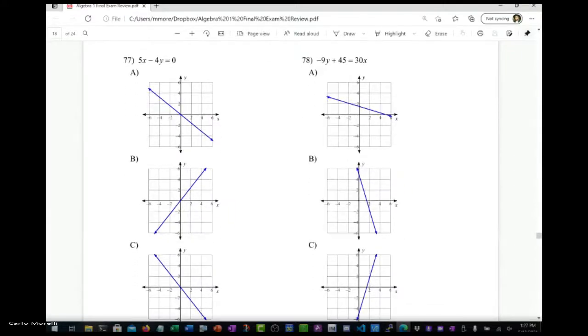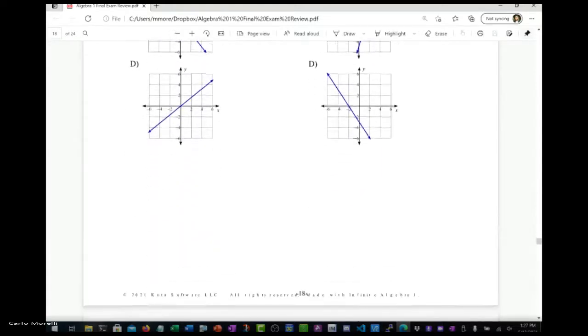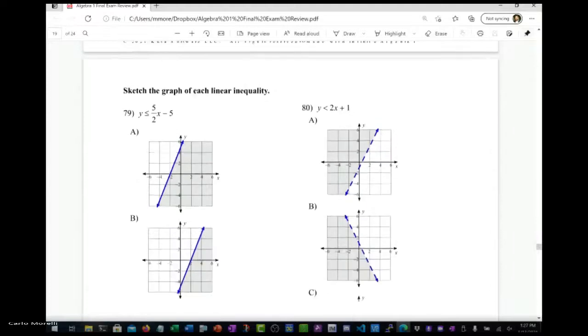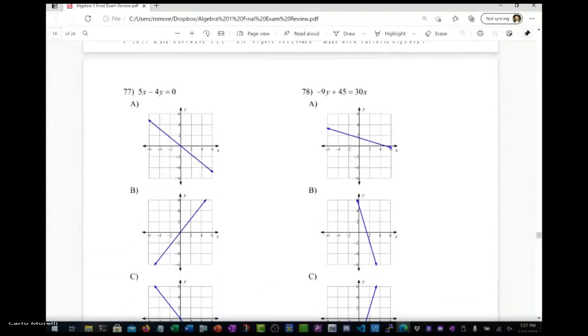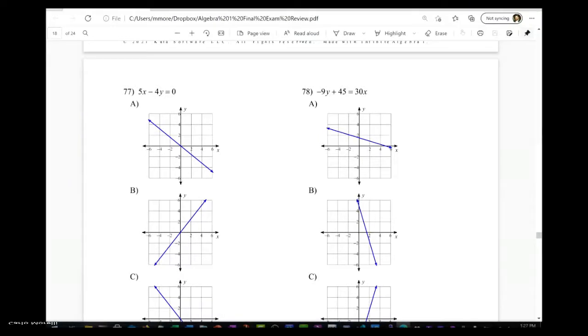How many are we doing today? We're going to do 2 more, then we're going to stop. And that'll get us through all of these graphs, and the next batch of problems will be inequalities. So we're just going to do these 2 more problems, and we're going to stop for today. So we're going to write this one down.